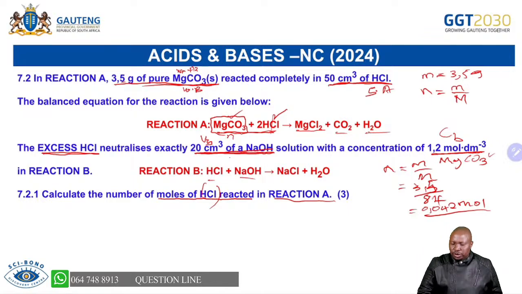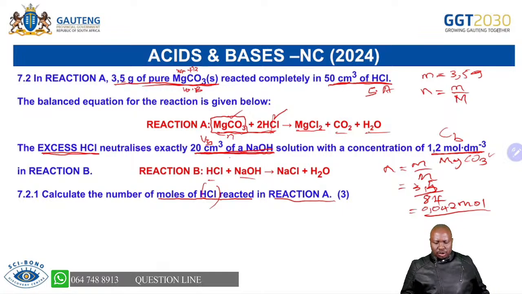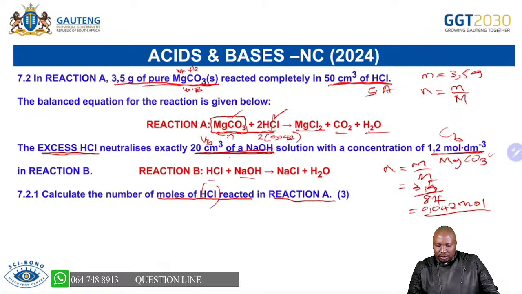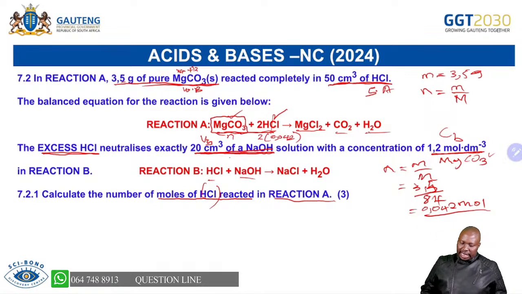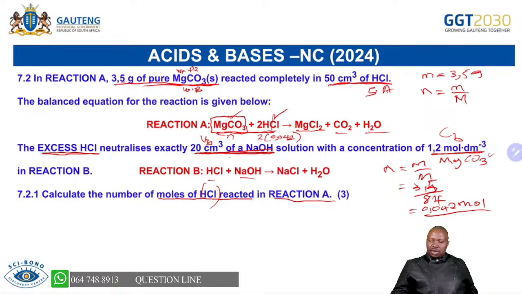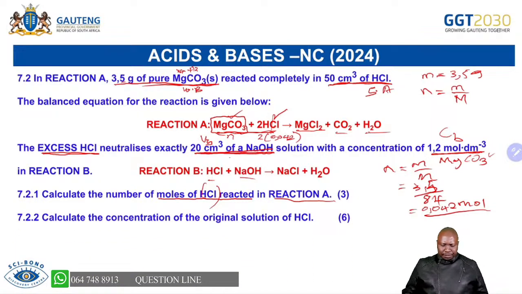Now you must use the mole ratio. You see the importance of the mole ratio to say, okay, this one represents magnesium carbonate, but I'm looking for HCl, so it will be 2. So it's 2 times 0,042. So that will give you 0,084. That will be the number of moles that has reacted. You will see when I show you the solution.